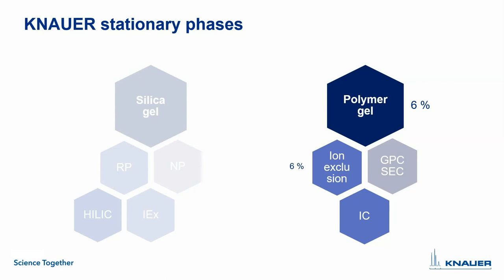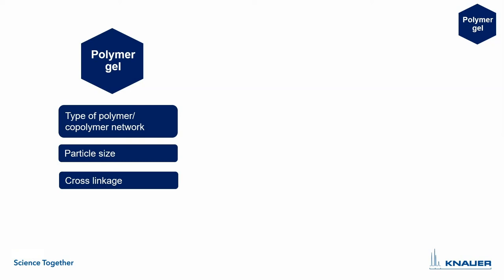So when you want to compare them to another column, again, you have to regard different facts of the polymer gel itself. So on the one hand, the type of the polymer, the copolymer network. Of course, there are a lot of different types of base polymer used for the columns. So here already the chemistry can differ a lot. Again, the particle size, but also the cross-linkage is very important. So here you don't have a characterization by a pore size, but by a cross-linkage. That means in your polymerization process, the chemist can figure out how much cross-linkage you have, if it's 6%, 8%, or 10%. And this defines something like a pore size in the silica gel world. It's defined by the cross-linkage in the polymer world.